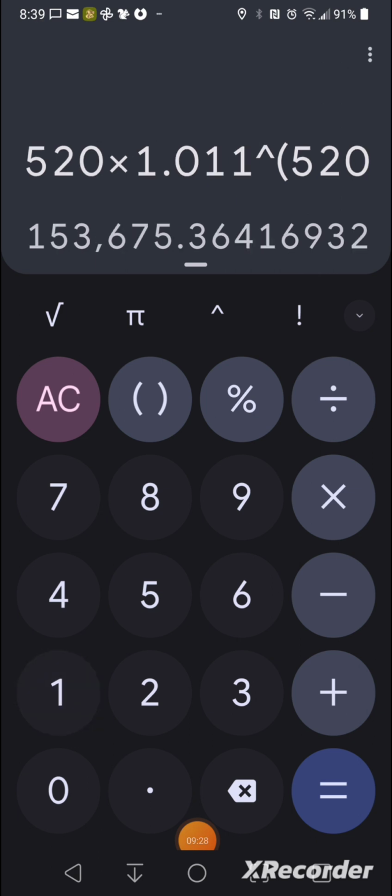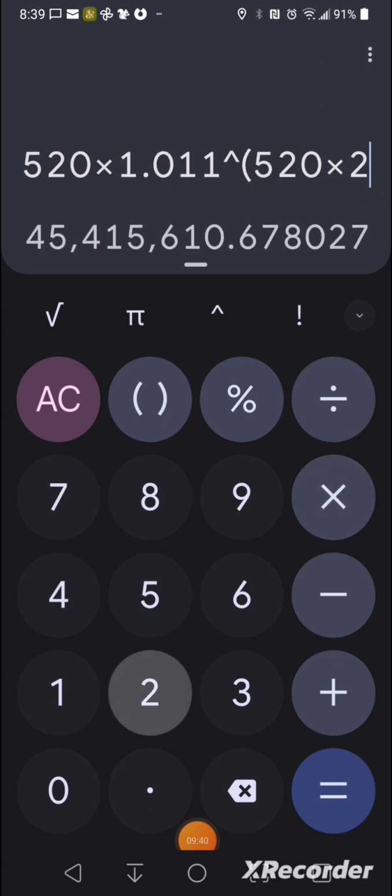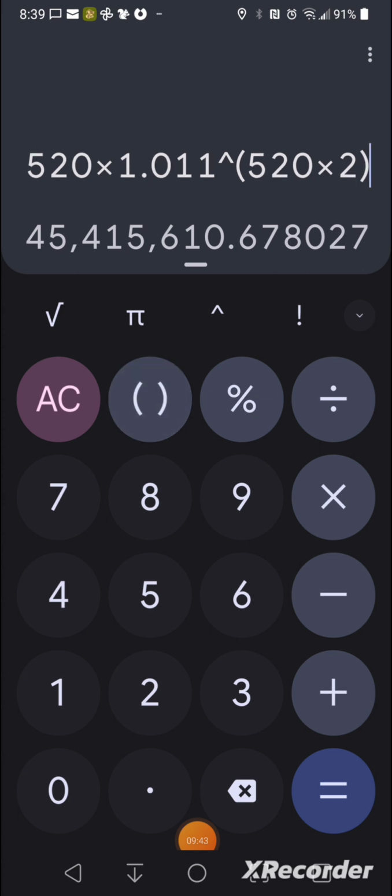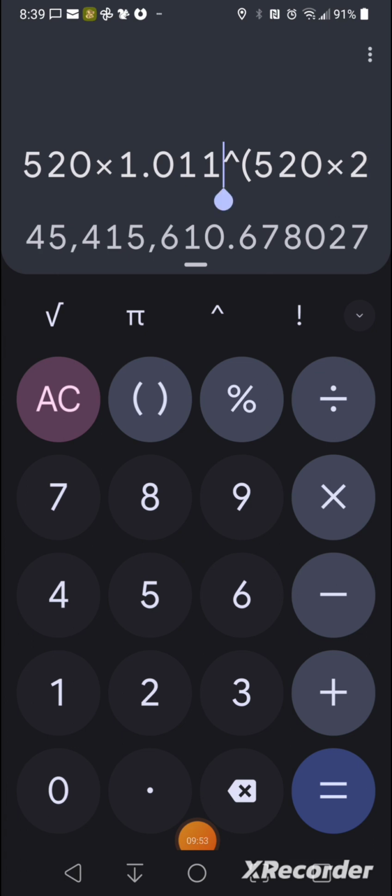So let's change this to, instead of making 1%, you make 1.1%. Oh, so now it's 153,000, but it's not enough. So what about if I do it twice a week? Times 2, close parentheses, which I don't have to, so I'm going to leave it open. There. Oh, that's 45 million. That's too much. So you get the idea, right?